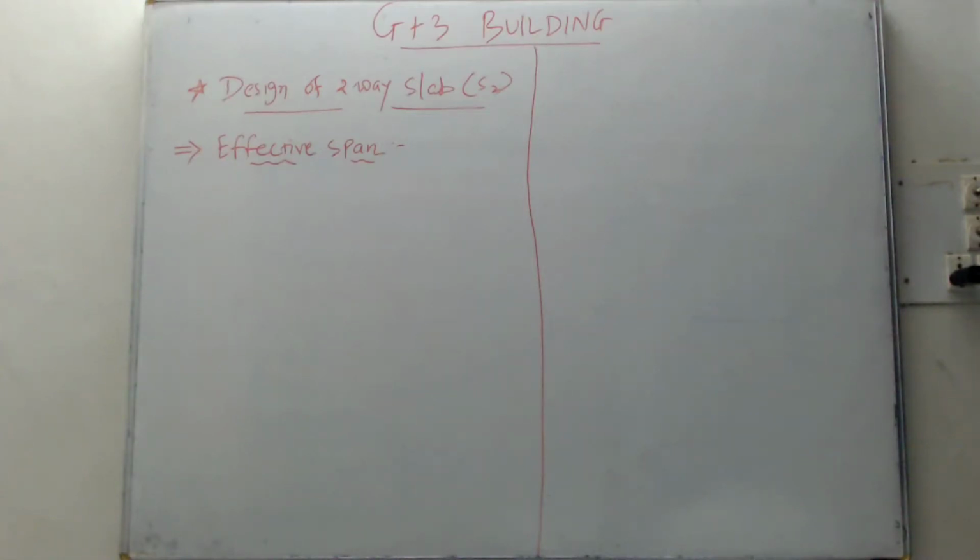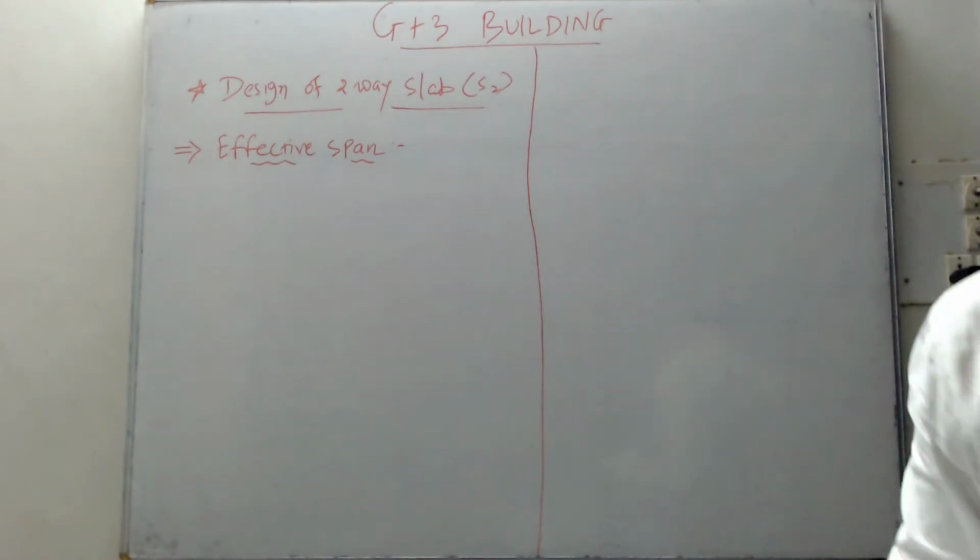So in the previous lecture we have seen the design of two-way slab, and we have already calculated the effective depth of a two-way continuous slab. So in this session we are going to calculate the effective span of a two-way continuous slab, right?